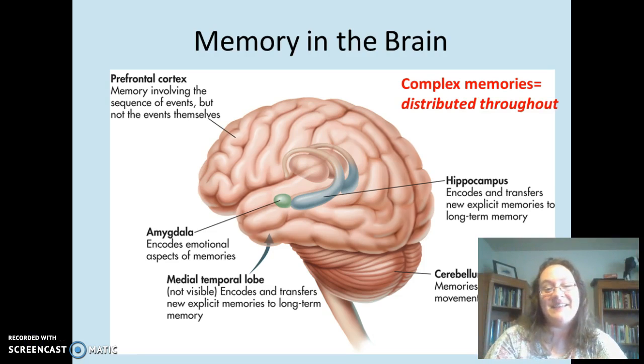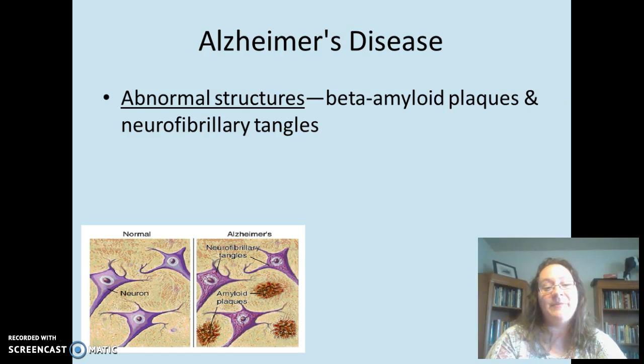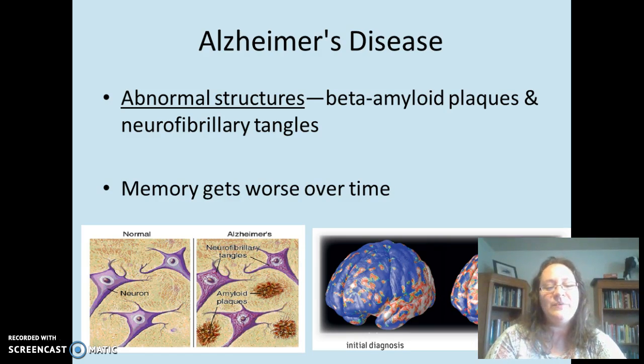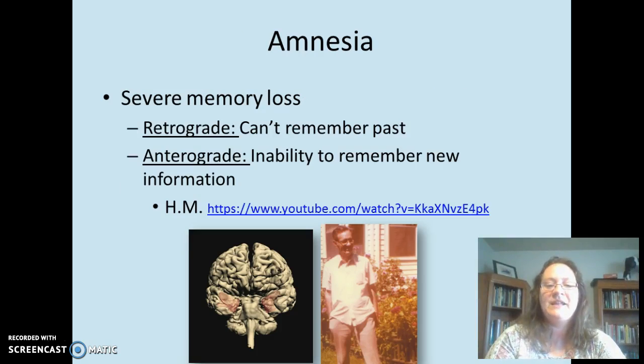The last topic is memory in the brain. We know from neuroscience research that complex memories are distributed throughout the brain. Definitely review Alzheimer's disease. We see abnormal structures proliferate, and when they do, we see memory getting worse over time. This tells us that memory is a function of the brain. And finally, review retrograde and anterograde amnesia. This also gives us information about memory.